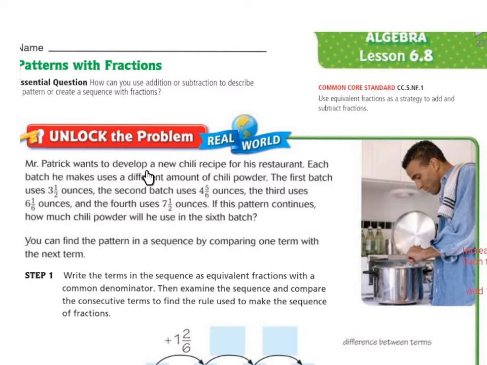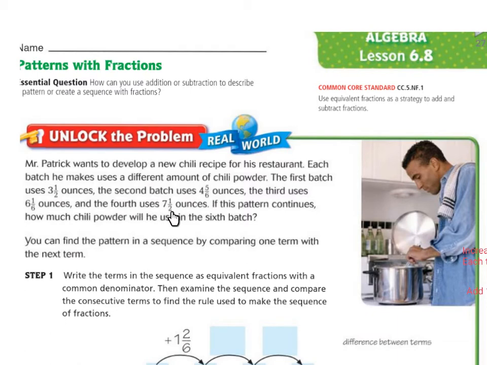Mr. Patrick wants to develop a new chili recipe for his restaurant. Each batch he makes uses a different amount of chili powder. The first batch uses 3 1/2 ounces. The second batch uses 4 5/6 ounces, and the third uses 6 1/6 ounces. The fourth uses 7 1/2 ounces. If this pattern continues, how much chili powder will he use in the sixth batch?